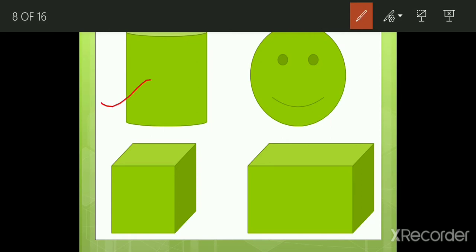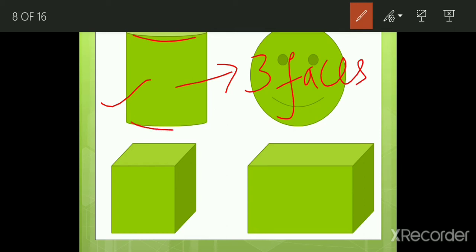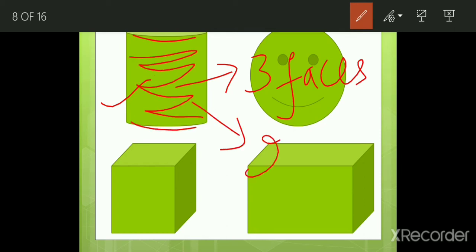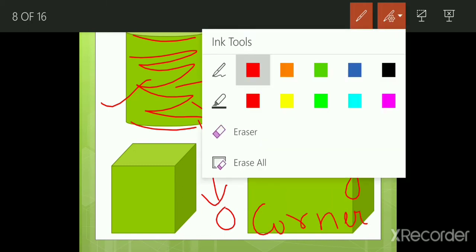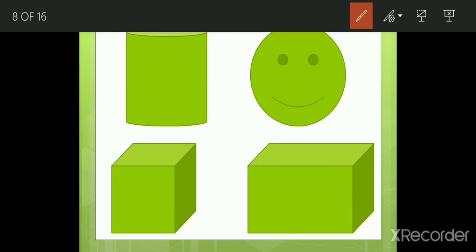So coming to the cylinder first, we have 3 faces, the two circular faces and one curved face. Also, we have two edges and 0 corners. Now, the next shape is the sphere. In a sphere, we don't have any corners, we don't have any edges, we only have one face.